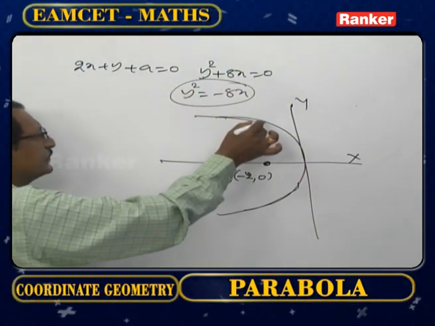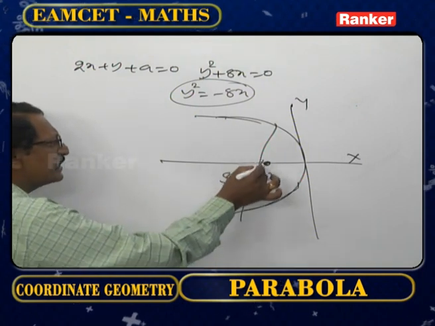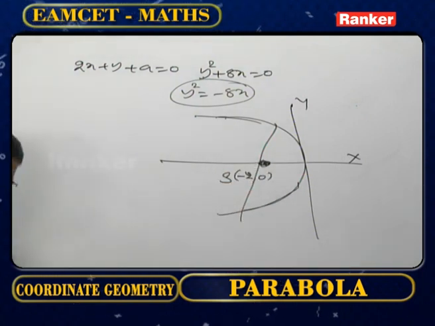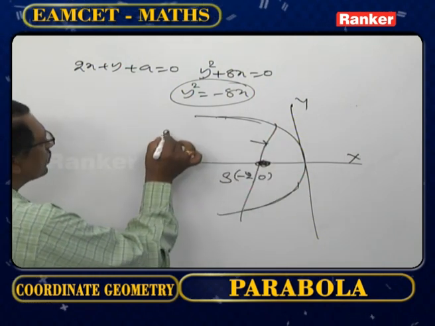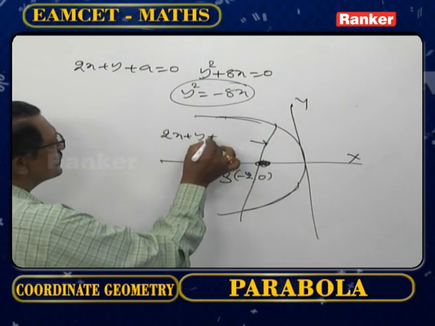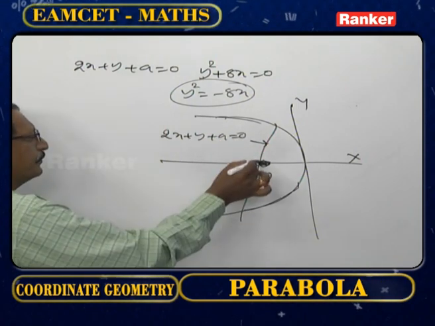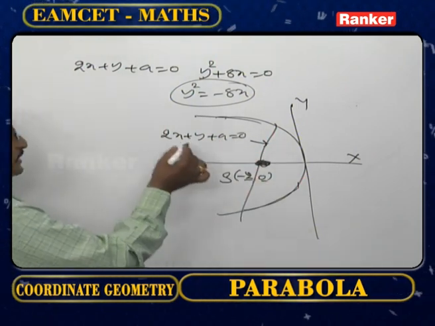Now, it is a focal chord. Any chord passing through the focus is called a focal chord. The equation of the focal chord is given as 2x plus y plus a equals to 0. Now, the point minus 2 comma 0 lies on the chord.